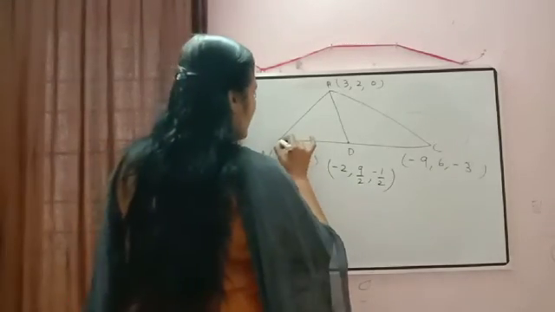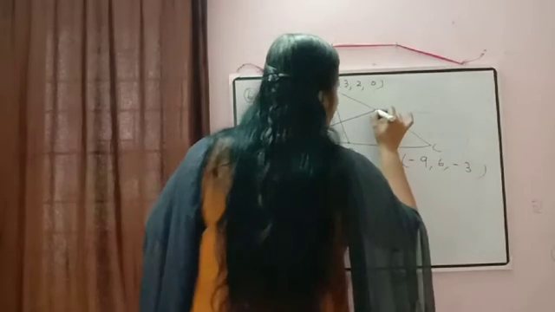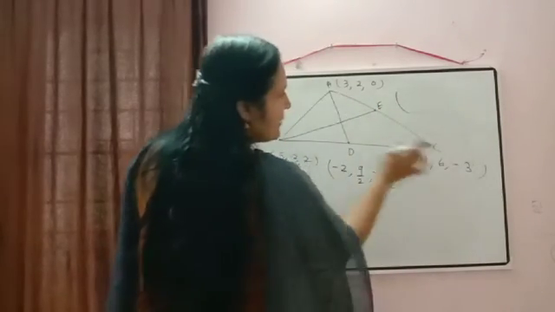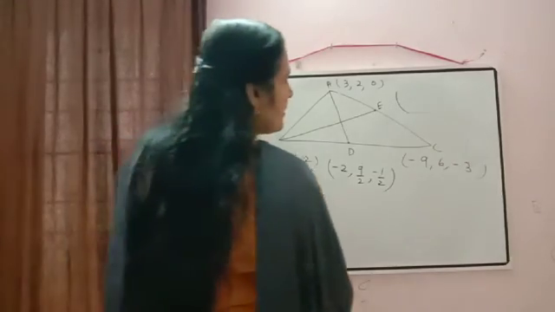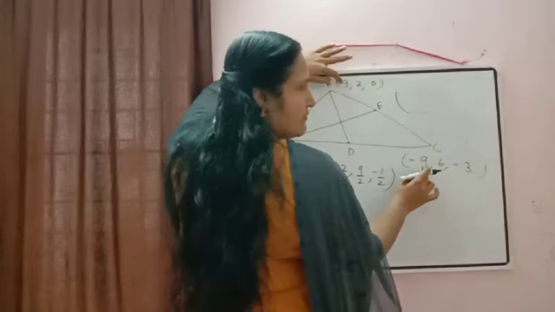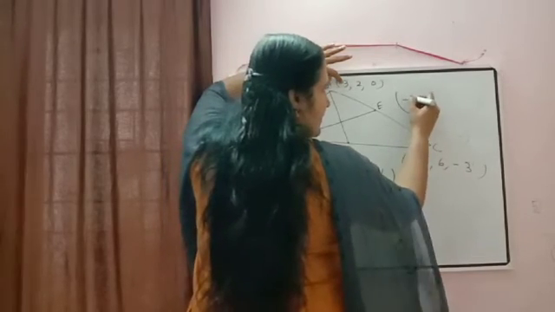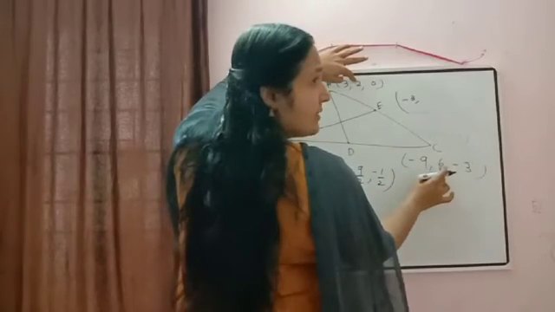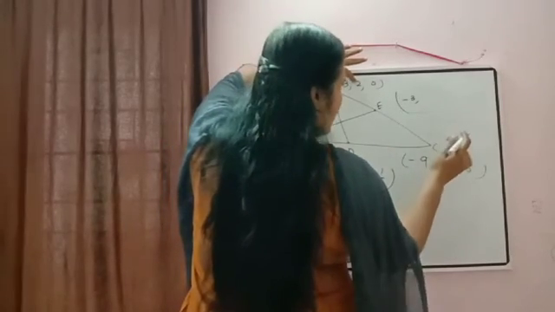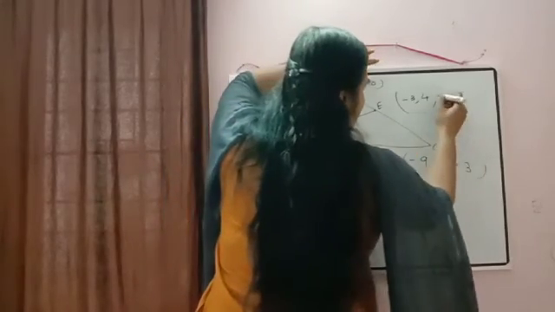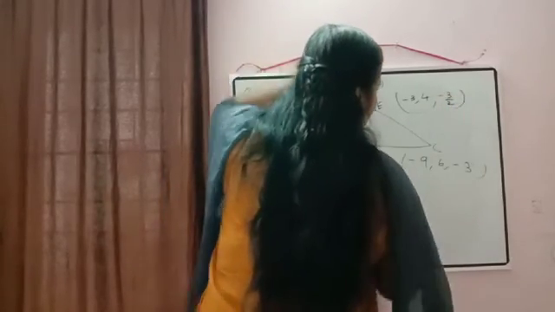In the same way, the next median we can draw here. Suppose this is E. So E is the midpoint of AC. Now again use the concept of midpoint. 3 minus 9 will be equal to -6, divided by 2 is -3. Then 2 plus 6 is 8, 8 divided by 2 will be equal to 4. Then 0 minus 3, so we are getting here -3 by 2.